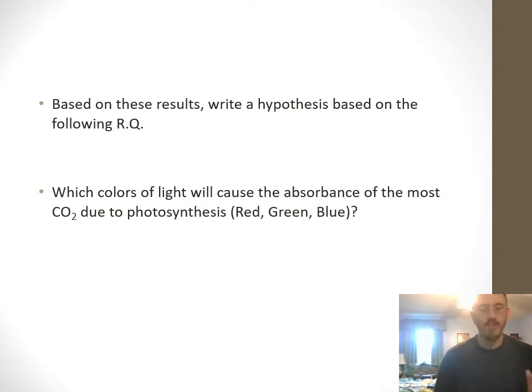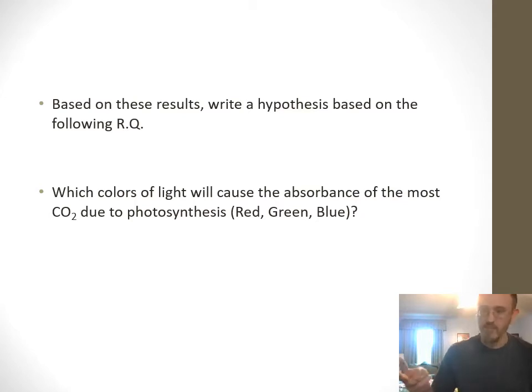So, which colors of light will cause the absorbance of the most carbon dioxide due to photosynthesis? I have red, green, or blue, but we're going to add to that and say white or darkness as well. So white light is like a positive control, meaning you know it should work. It should cause photosynthesis. And darkness, you're pretty sure shouldn't cause photosynthesis. It's a negative control. So if you put a plant in the dark and it photosynthesizes, you know something's wrong. If you put a plant in white light and it does not photosynthesize, you know something's wrong.